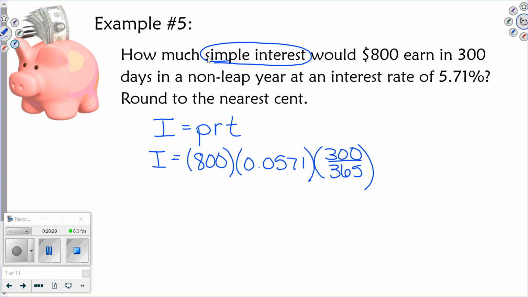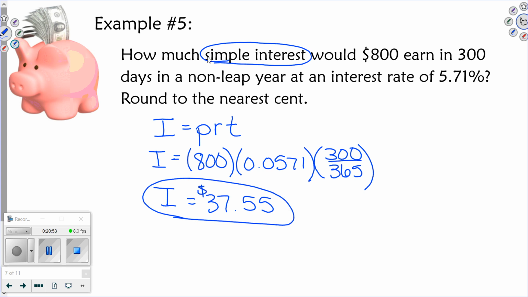All right, so 800 times 0.0571 times 300 over 365. $37 and what? Good. Did I answer the question? How much simple interest? Yeah, it only asked for the interest. It didn't ask what the balance would be. It asked for the simple interest.